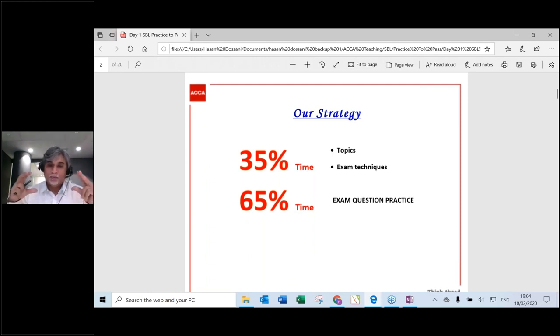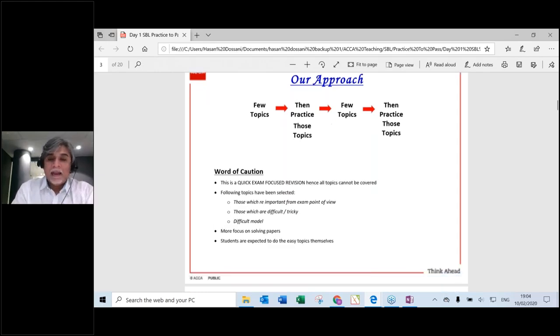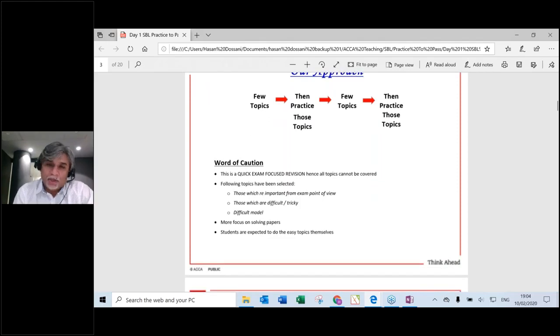So the main objective of these 5 days is to apply the knowledge on the actual questions and the actual case studies, right? All right. So our approach would be that every day we would do a few topics, and then right away we do questions on those topics before we move to new topics. So every day we will do a few topics, do the relevant practice, and then move on. Okay.